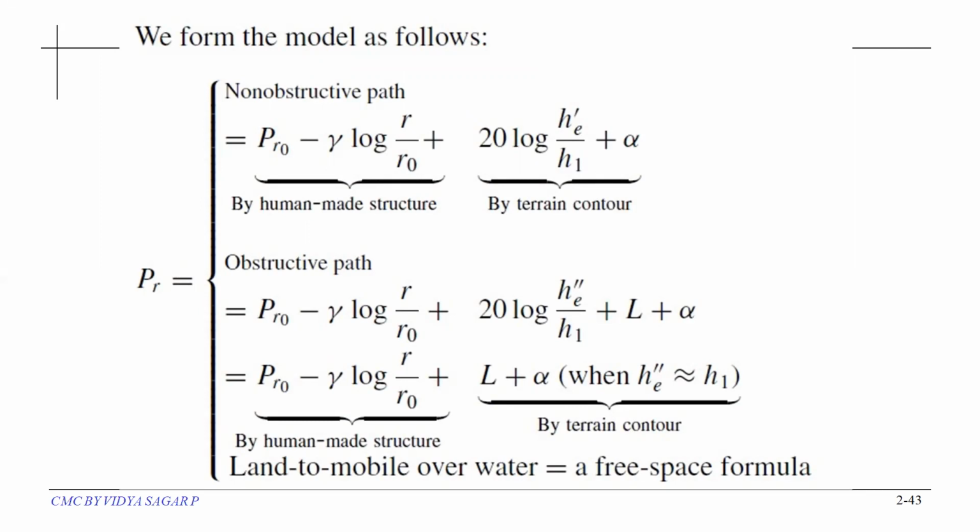In this, there is a formula for received power for a non-obstructive path. That means if you don't have any obstructions here, then this formula will be applied for the non-obstructive path, which is P_R equals P_R0 minus gamma log R by R0 plus 20 log H1 by H1 plus alpha.